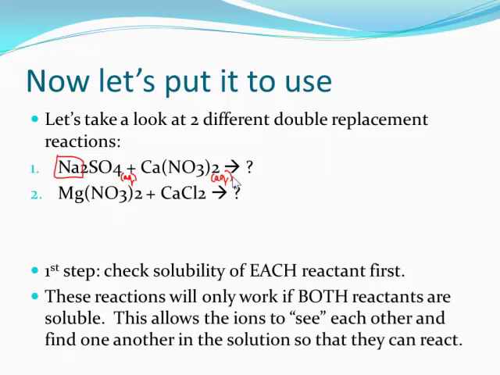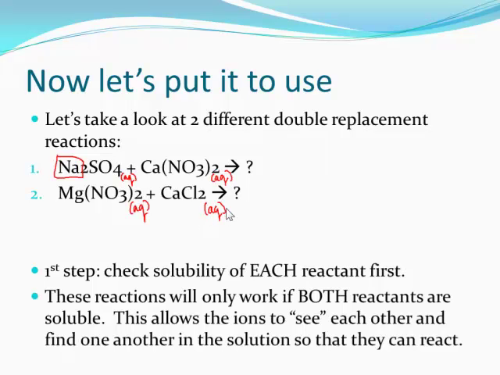Let's go to the second problem, magnesium nitrate. Do you still remember the rule for nitrates? All soluble, no exceptions. Let's check on this calcium chloride. Find the rule for chlorides. All chlorides are soluble except silver, mercury, and lead. Alright, well we don't have silver, mercury, or lead, so I know that this guy is soluble.